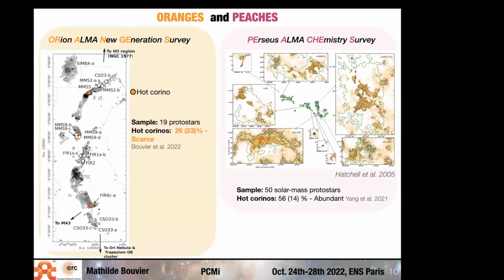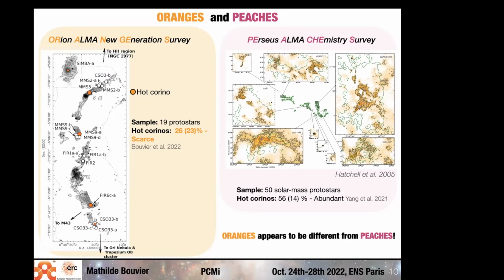So in terms of statistics, we arrived at a percentage of less than 30% of hot corinos in the Orion region. And here in orange are the positions of the hot corinos. You can see that they are more or less scattered throughout the filament. There is no particular trend between the position of hot corinos and the filament. So from there, we could say that Orion appears to be different from Perseus.